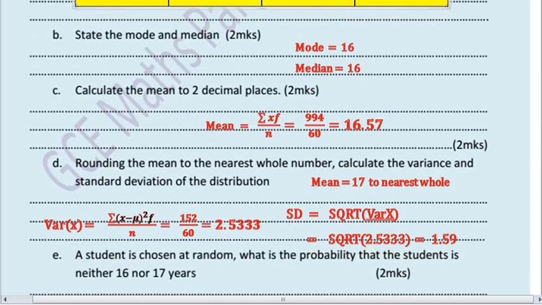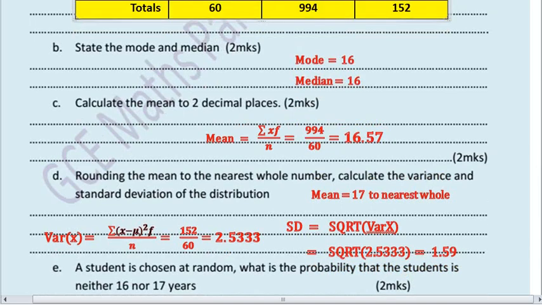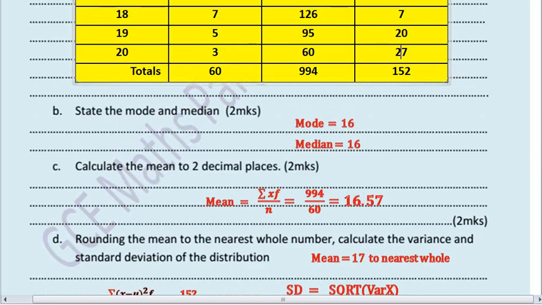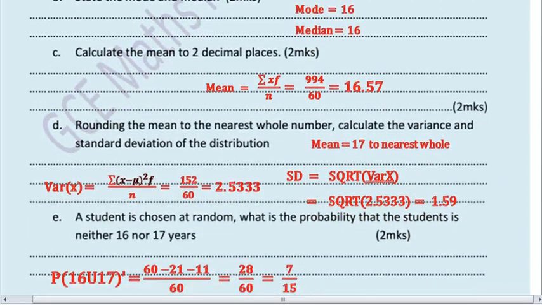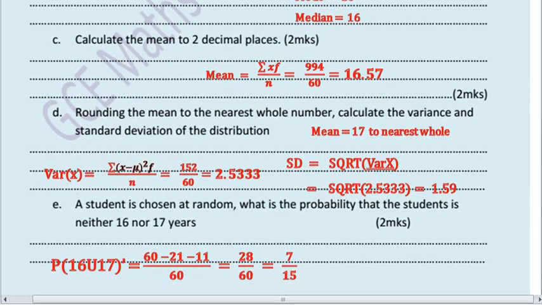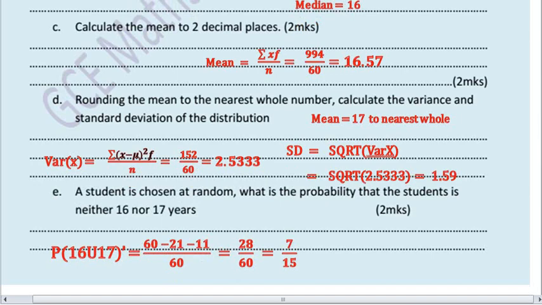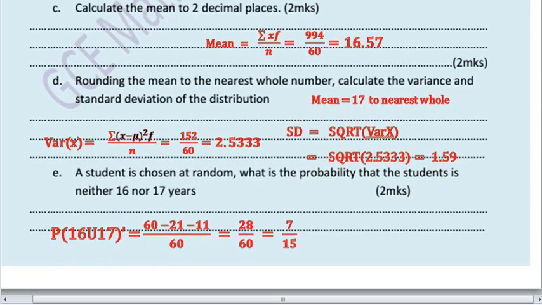Now a student is chosen at random. What's the probability that the student is neither 16 nor 17 years? So here we just have to remove the number of students who are 16 and 17 years. And how many students are 16? You have 21. How many are 17? You have 11. So from 60 we subtract these two values. So this probability will be equal to the number of students who are not, that is (16 union 17) prime. So 60 minus 21 minus 11 divided by 60, that gives us 28 on 60, which is equal to 7 on 15. That's the probability that the student is neither 16 nor 17. Another way is to say that the student is not 16 and is not 17.